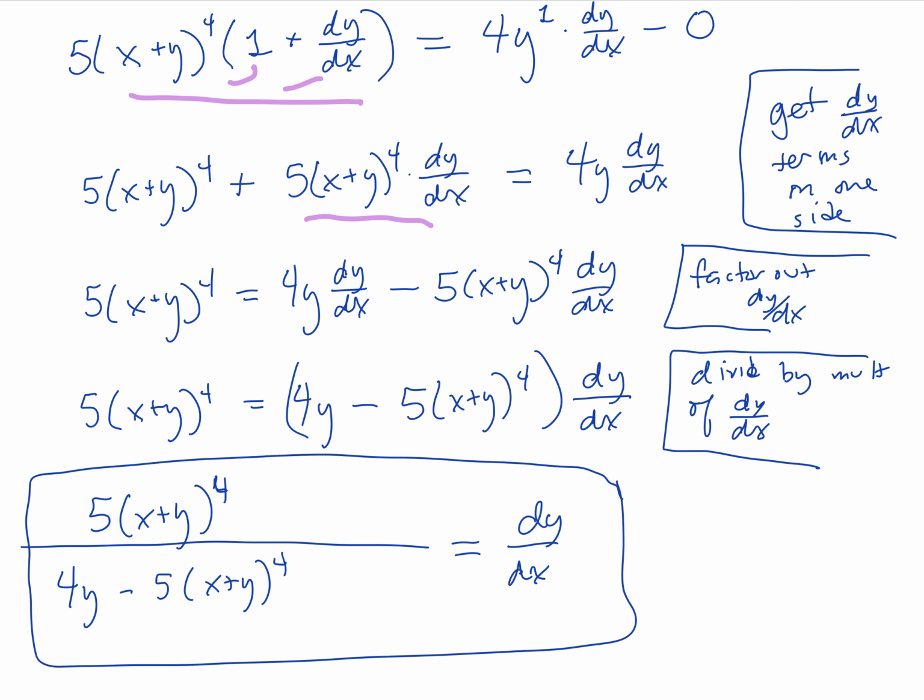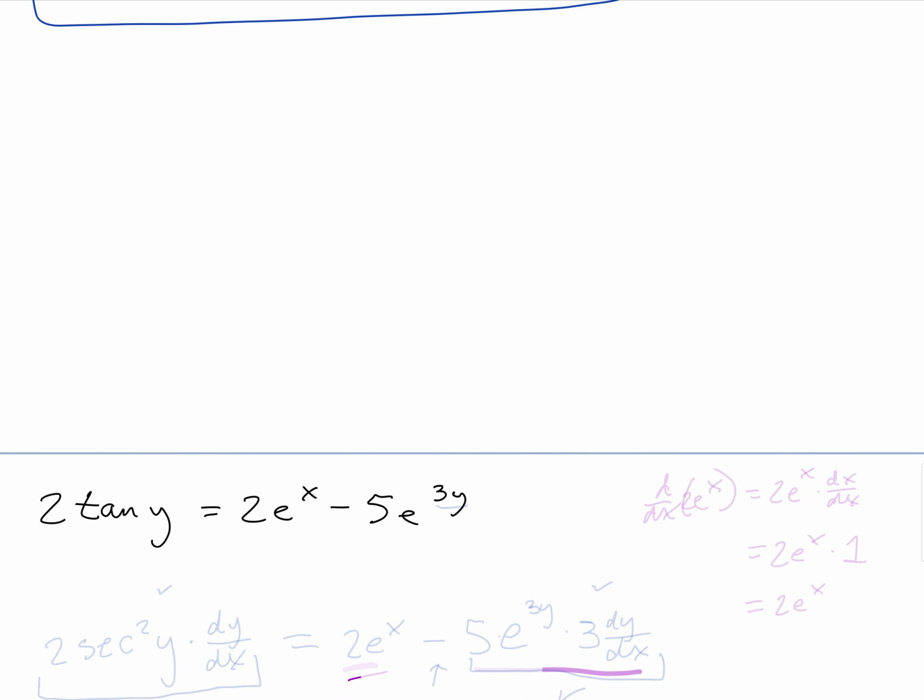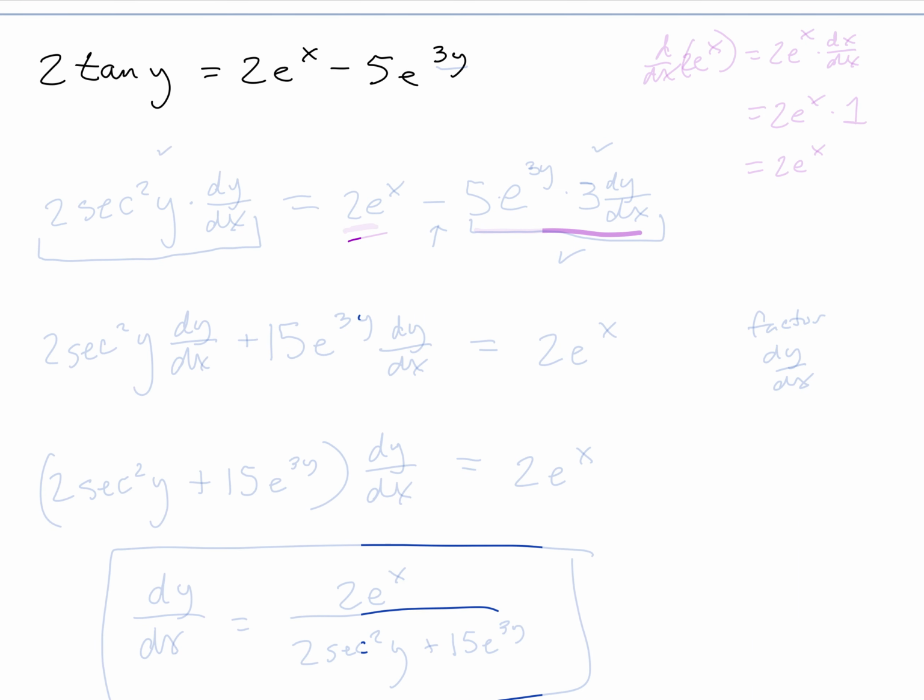All right, last problem. We've got 2 tangent of y equals 2e to the x minus 5e to the 3y. So taking the derivative of both sides with respect to x, the derivative of 2 tangent of y is 2 secant squared of y multiplied by the derivative of the inside, multiplied by dy/dx. And that's the derivative of the left-hand side. That's equal to the derivative of 2e to the x, which is just 2 times the derivative of e to the x, which is just itself, minus 5 times e to the 3y.